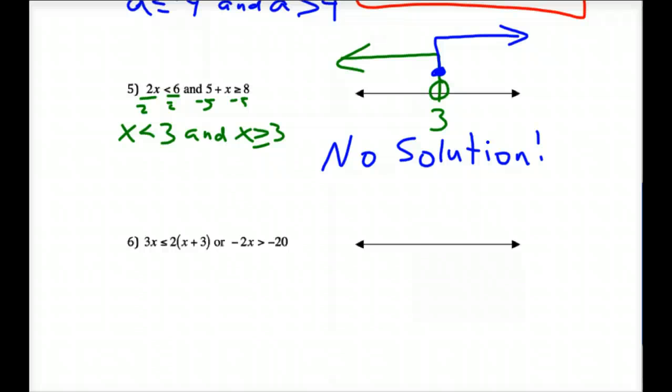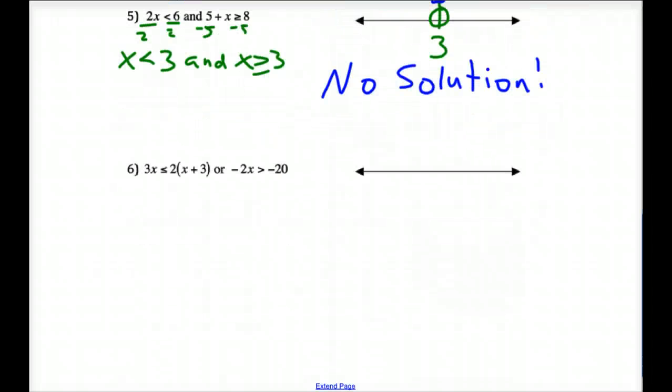This is tricky. You are going to need your notes to get your homework done. And you really have to understand the difference between the word and and or. If both the circles were closed, it'd be 3. Yes, because that would be overlapping.